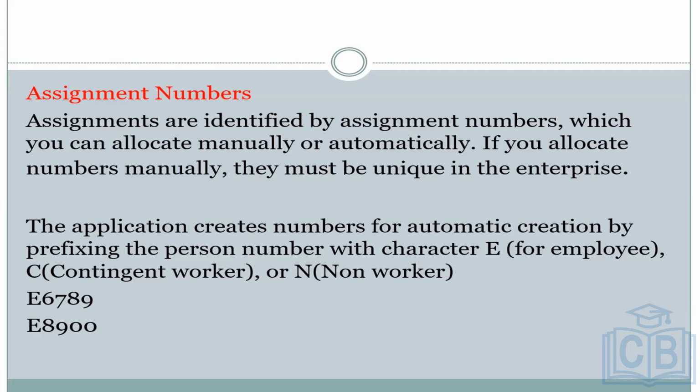The application creates numbers for automatic creation by prefixing the person number with E, C for contingent worker, and N for non-workers. So employees will be E7, 6, 7, 8, 9. They will be prefixed: for employee, it will be E. For contingent worker, it will be C, and for non-workers, it will be N. Okay.